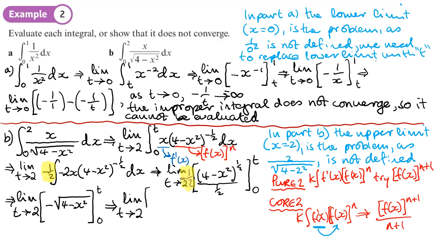So I will have negative, and it will be 4 minus t squared in the first bracket, minus, in the second bracket will be negative 4 minus 0 squared.